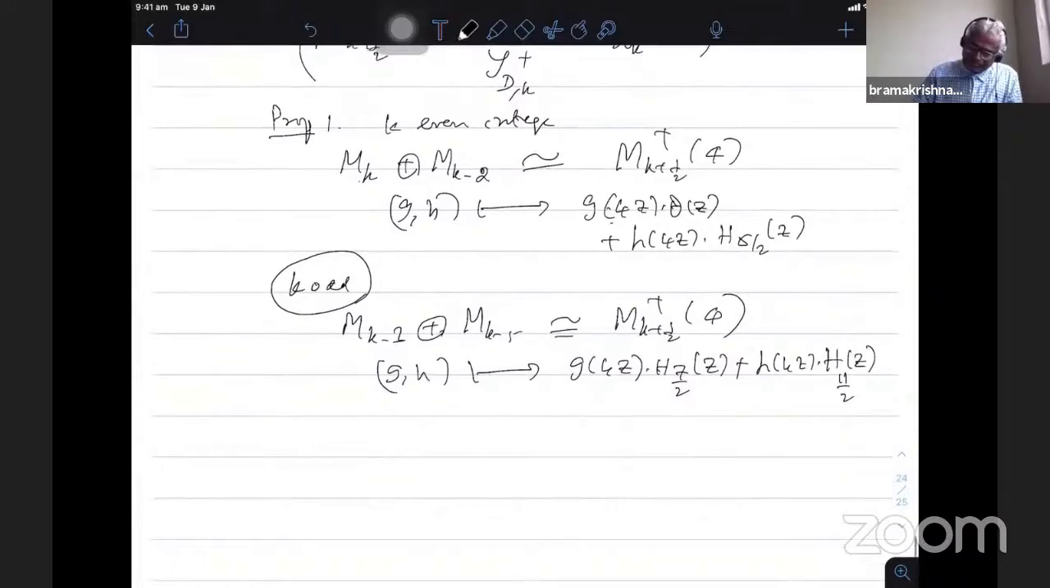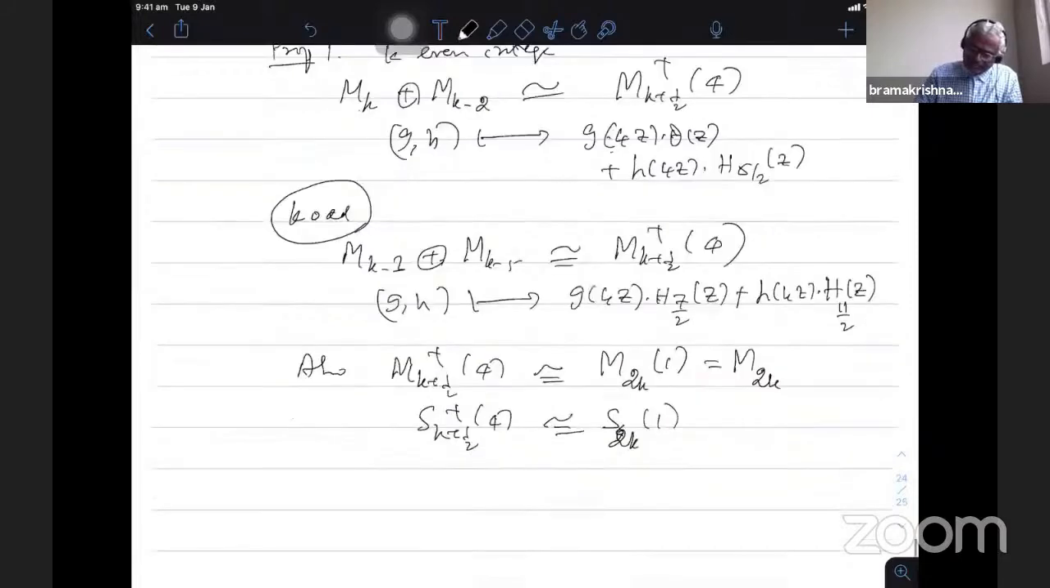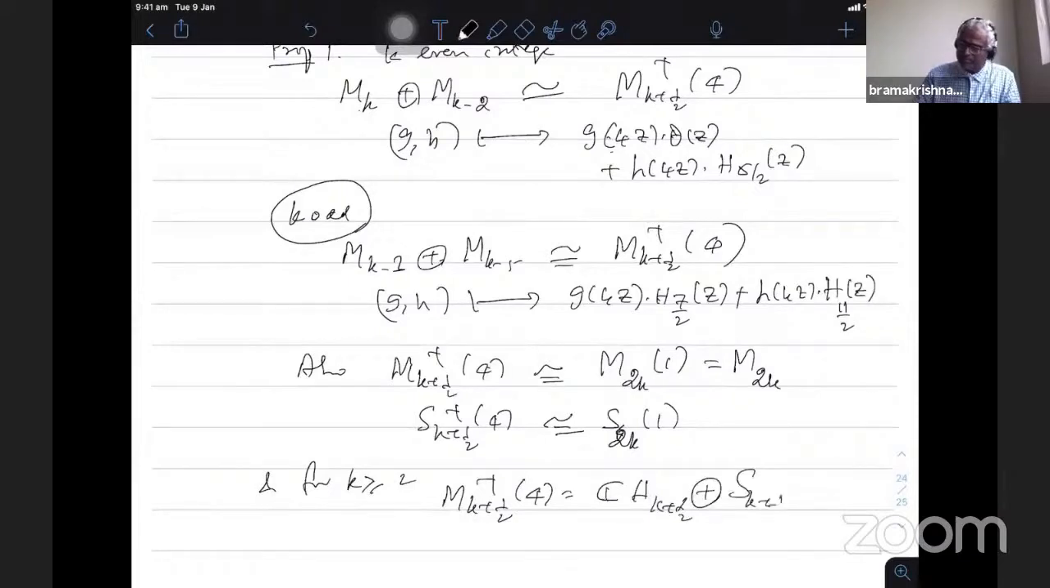Also, the space M_{k+1/2} plus of level 4 is isomorphic to M_{2k}(1). They are the same, this is M_{2k}; I write both. And it preserves the space of cusp forms: S_{k+1/2} plus of level 4 is isomorphic to S_{2k}(1). And for k greater than or equal to 2, M_{k+1/2} plus of level 4 is given as a direct sum in terms of the Cohen Eisenstein series. The codimension is 1 in this case, and the plus space of cusp forms.